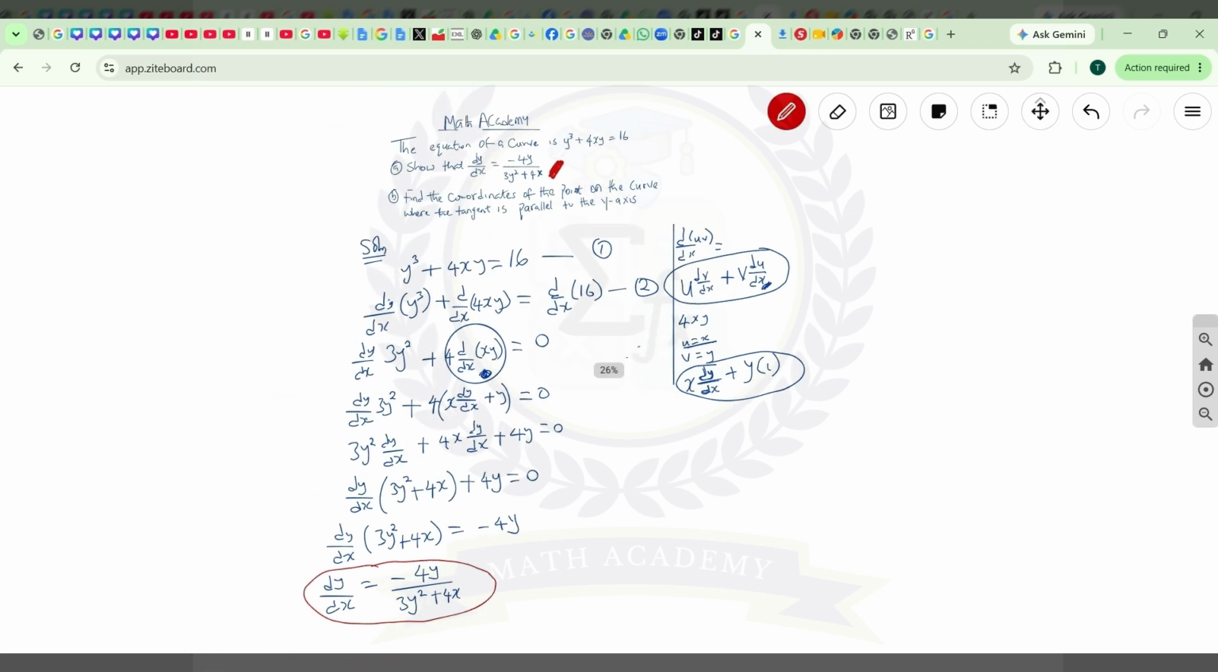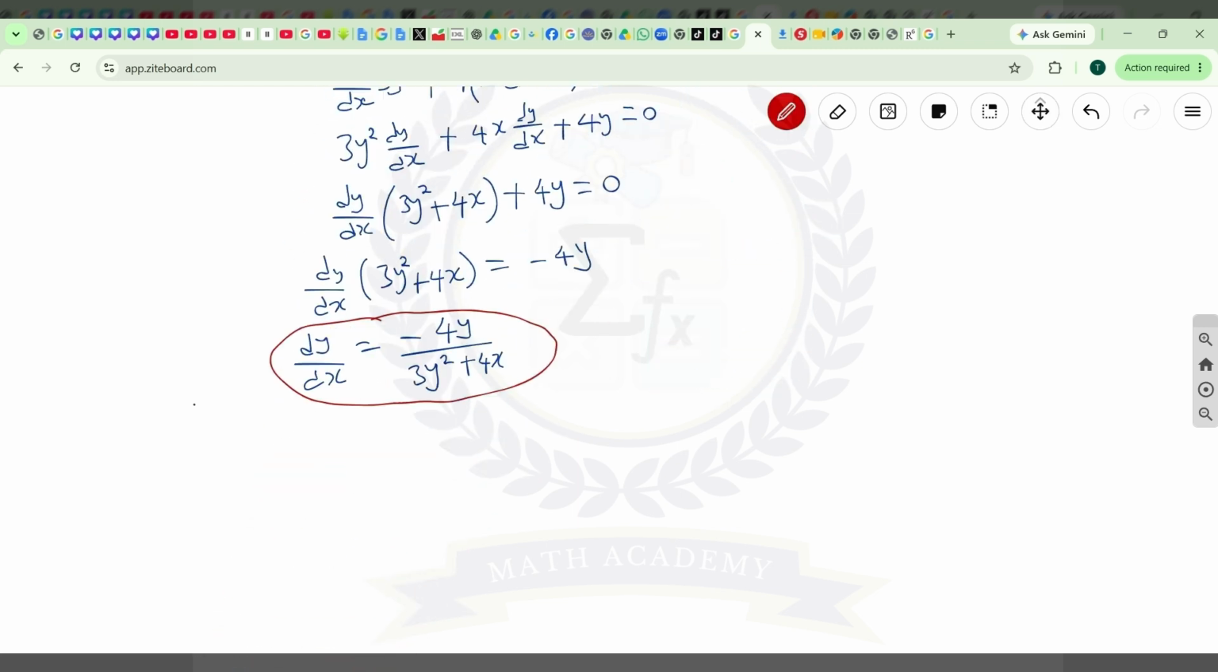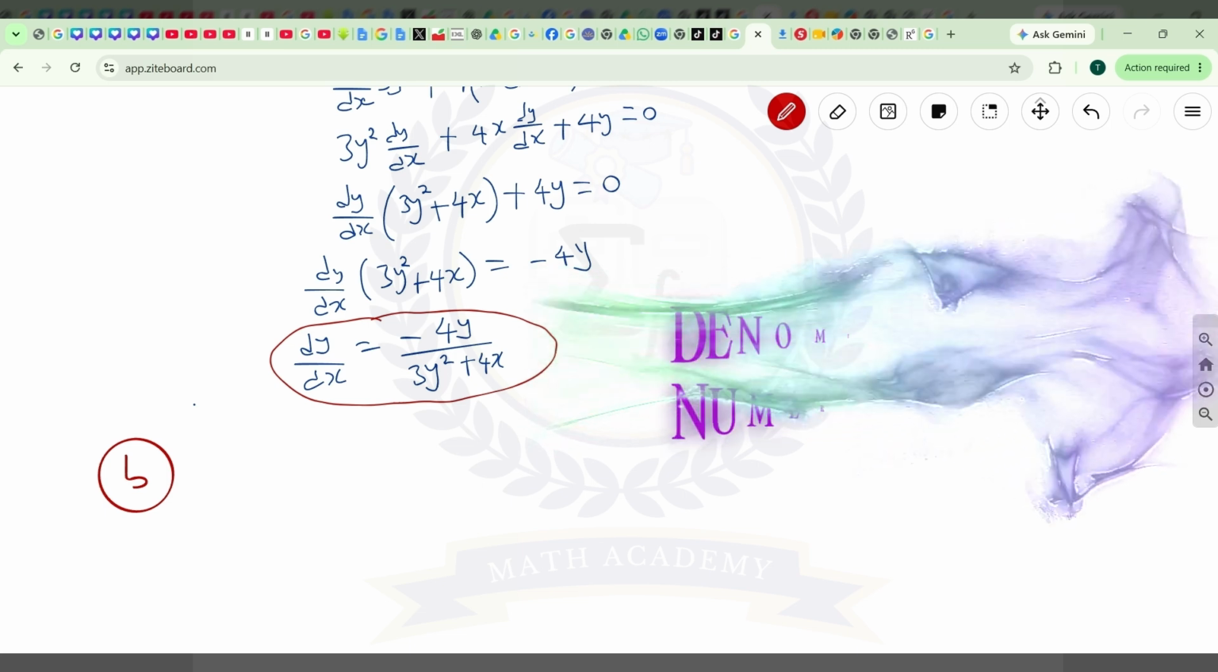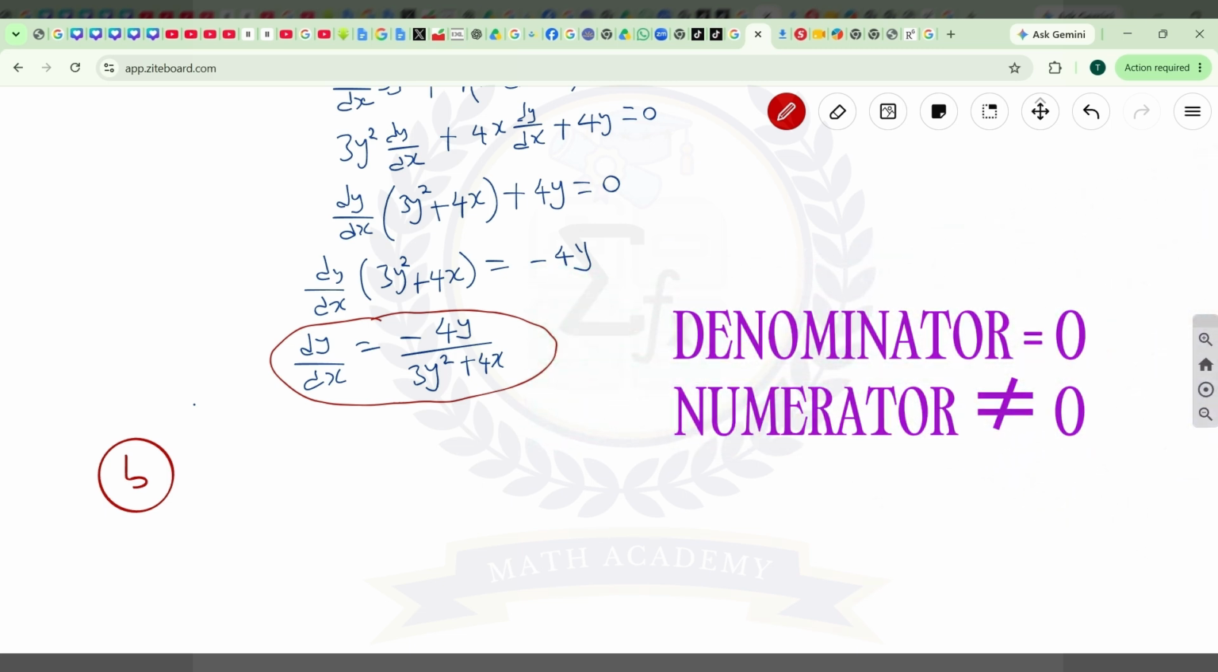Alright, so let's solve the B part of this video. The B part is saying that we should find the coordinates of the points on the curve where the tangent is parallel to the y-axis. Pretty simple and straightforward. We definitely know that if a tangent is parallel to the y-axis, it's a vertical tangent, not a horizontal one. What this simply means is that the gradient is undefined. And if a gradient is undefined, it simply means that the denominator is 0, while the numerator is not 0.